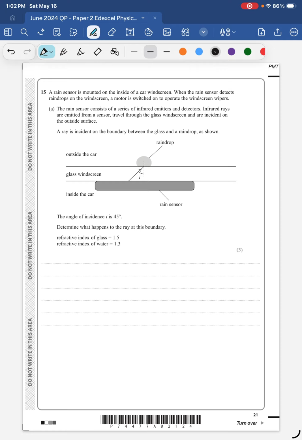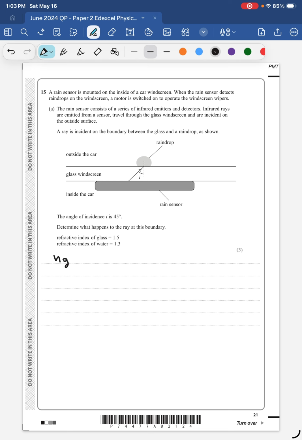A ray is incident on the boundary between the glass and a raindrop as shown. Okay, the angle of incidence I is 45 degrees. Determine what happens to the ray at this boundary. Okay, let's just use Snell's law.